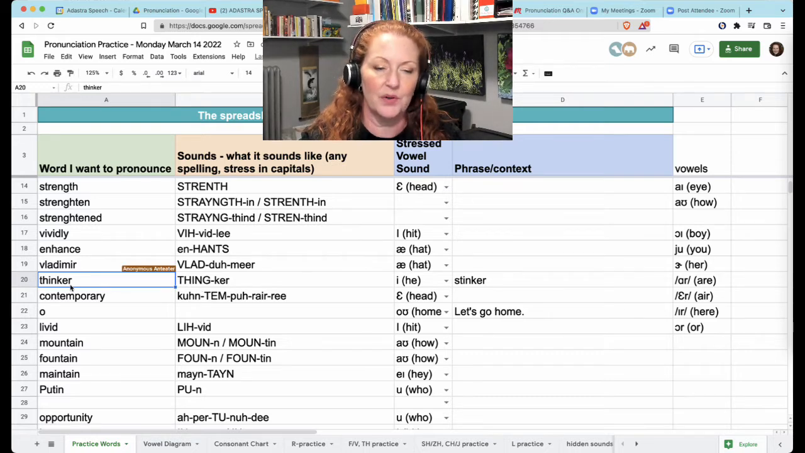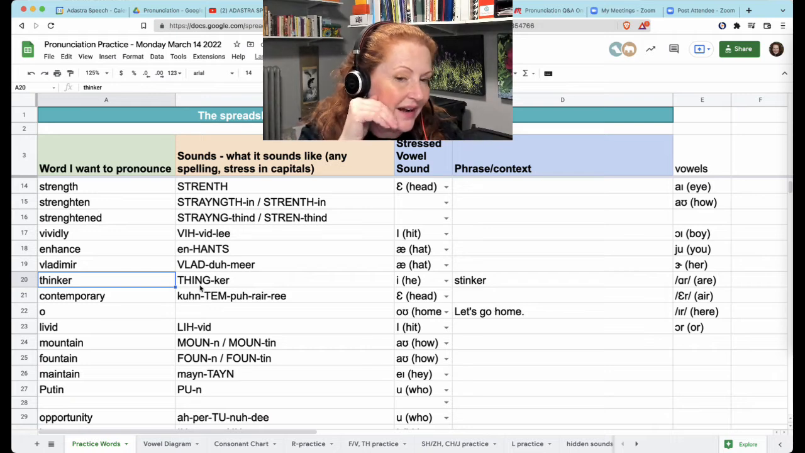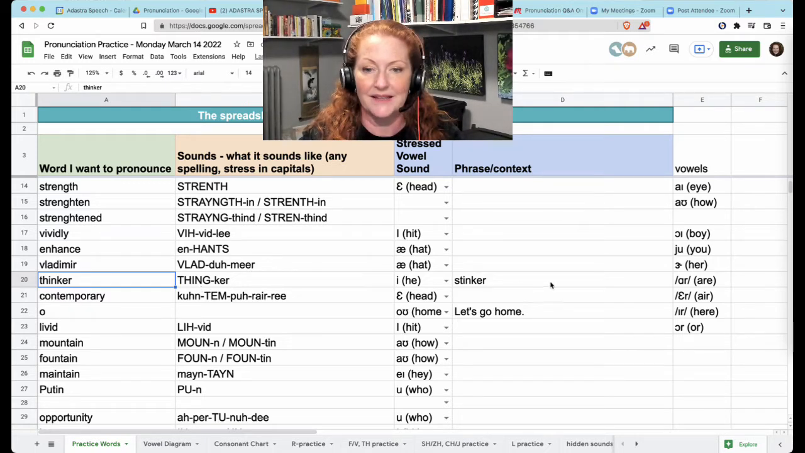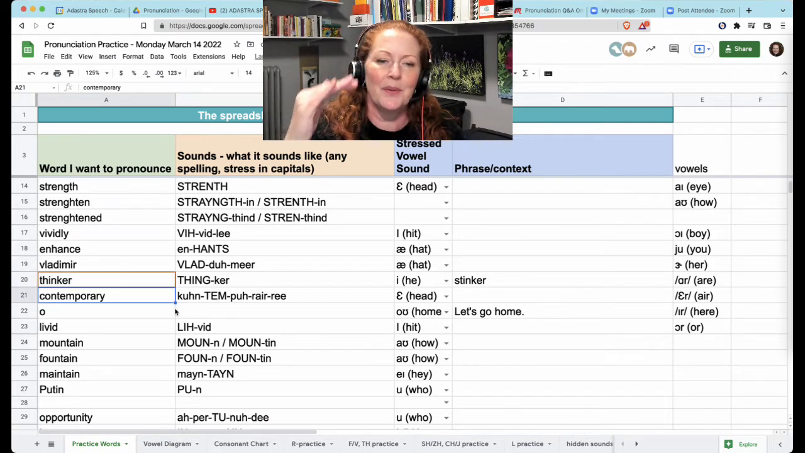Thinker. When you have the word think, you're actually saying thing because the back of your tongue goes very high. Thing, and then you release it down and make a K. Thinker. Curl back for the R. Thinker. Stinker. Contemporary.